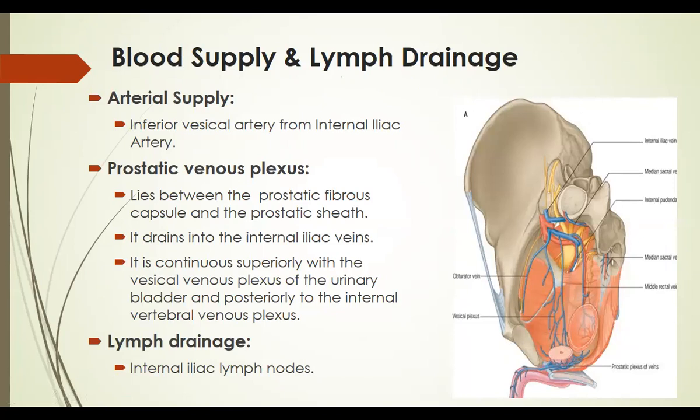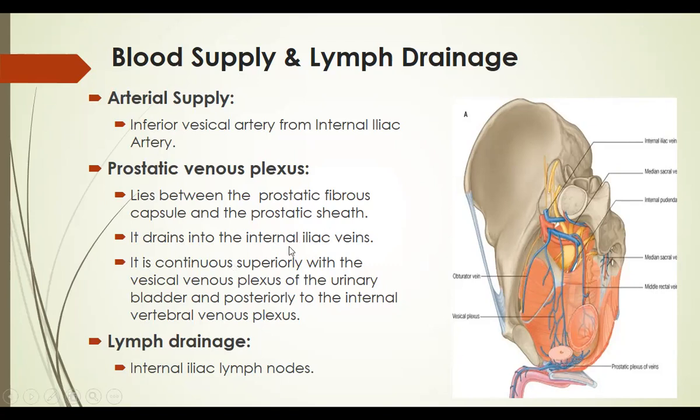Coming to the blood supply and lymphatic drainage, the blood supply is by the inferior vesical artery from the internal iliac artery. The prostatic venous plexus, you see this is the prostate cut section, and around it there is the prostatic plexus of veins. It lies between the prostatic fibrous capsule and the prostatic sheath, as you saw already. It drains into the internal iliac vein.